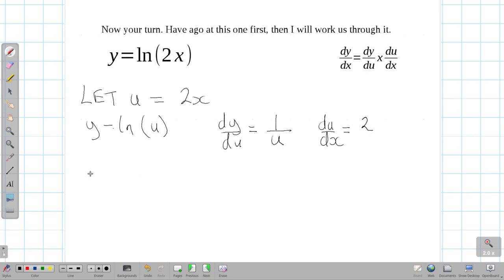Bring them back together. So we've got dy over dx equals 1 over u times 2, which gives us 2 over u. Or, subbing back in for the u, we've got 2 over 2x. Now we've got 2 over 2 here, so that will naturally cancel down to 1 over x.